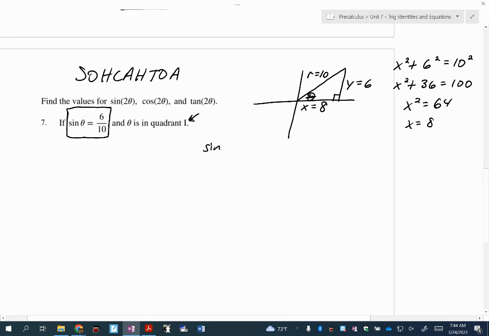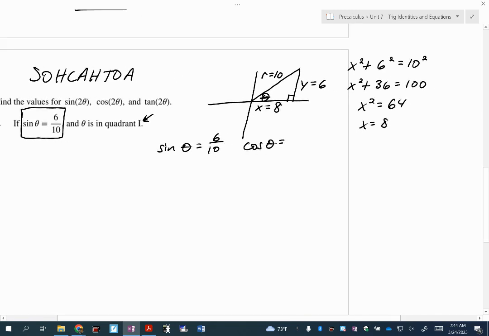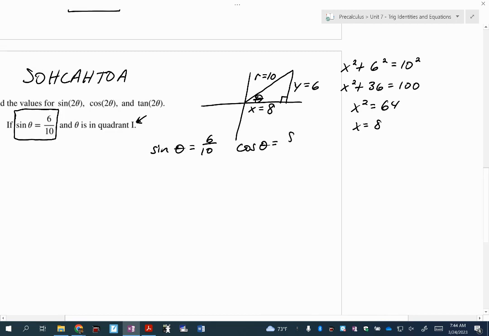So we had the sine of theta is equal to 6/10. We can find the cosine of theta now, which is going to be adjacent over hypotenuse, so 8/10. And the tangent of theta, which is going to be opposite over adjacent, so 6/8. So again, the idea here being that you need those 3.